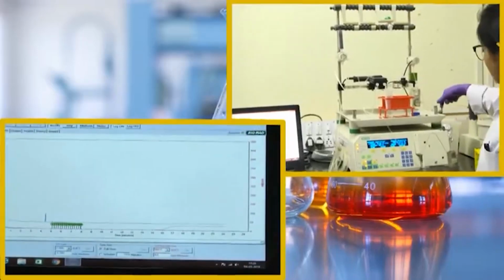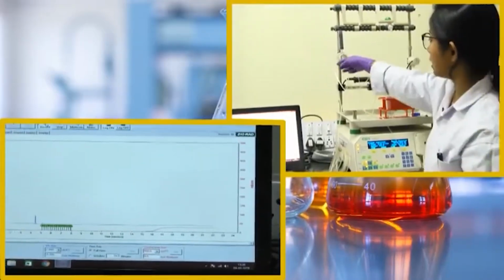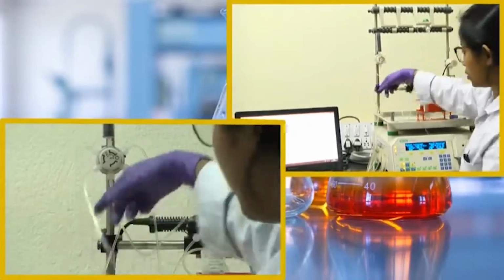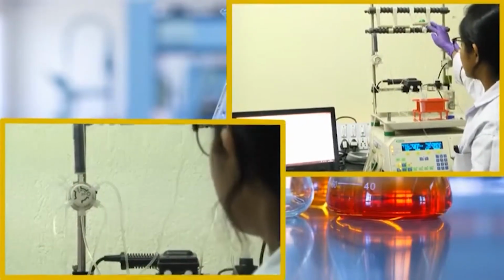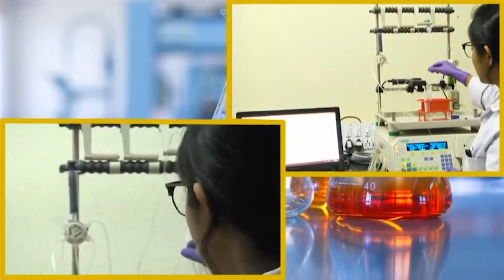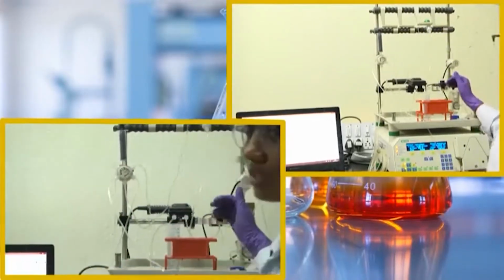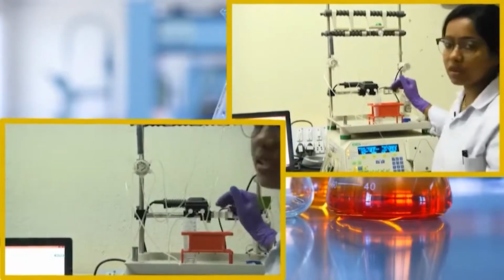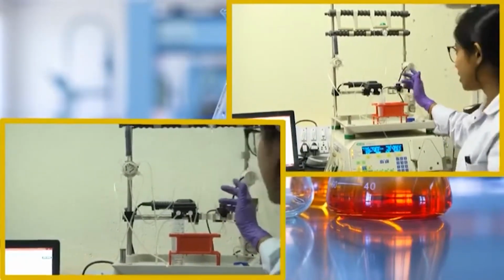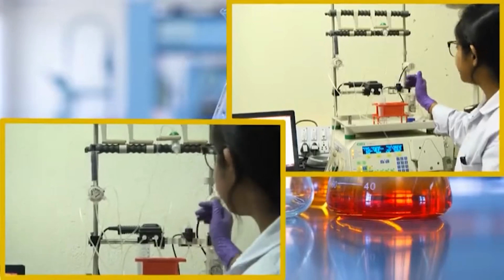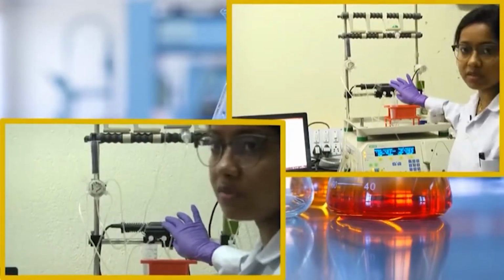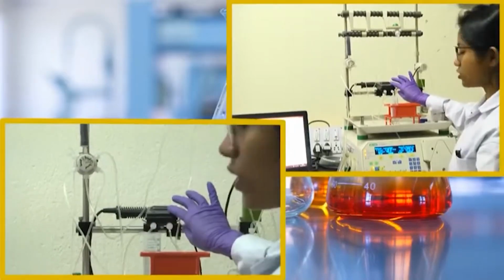Buffer A will run and push the whole sample, which is present inside the sample tube, to this column. It will go to the column, then it will come out. Anything that does not have this histidine tag or moiety will come out because it cannot bind to the nickel beads, and the absorbance will be measured at 280 nanometers.